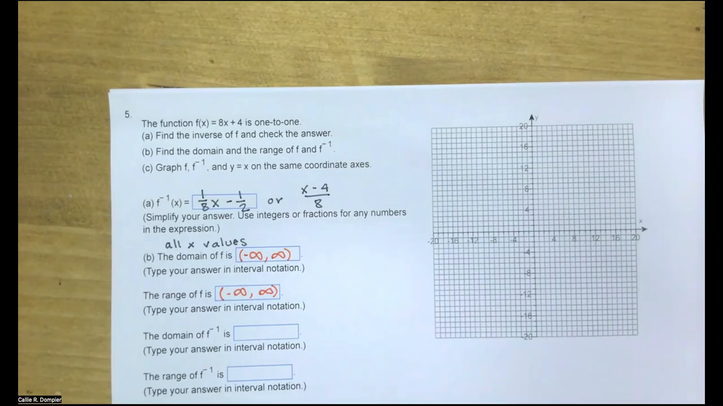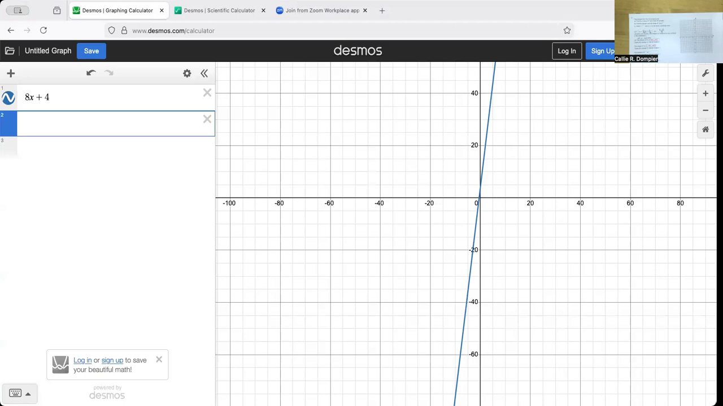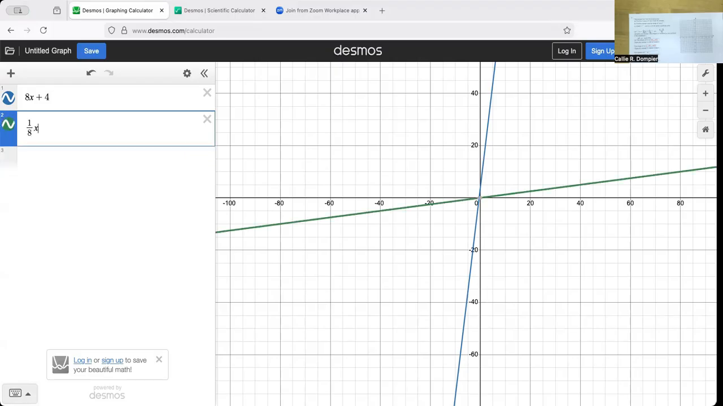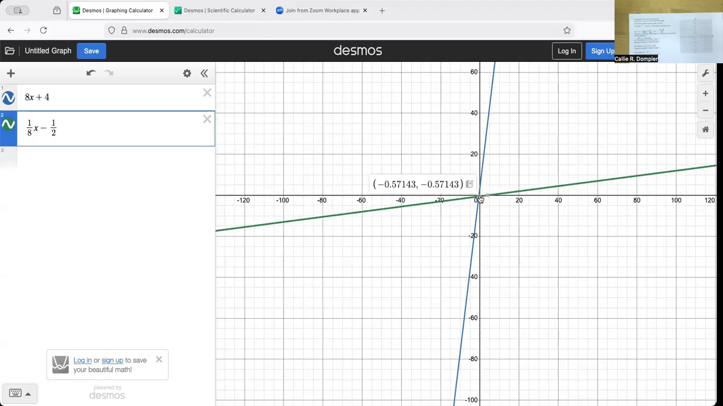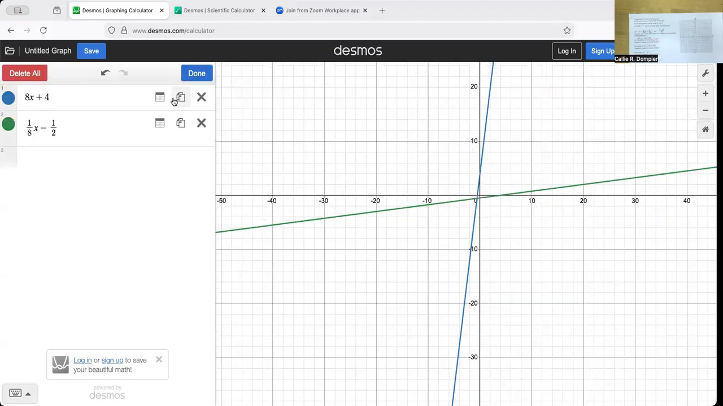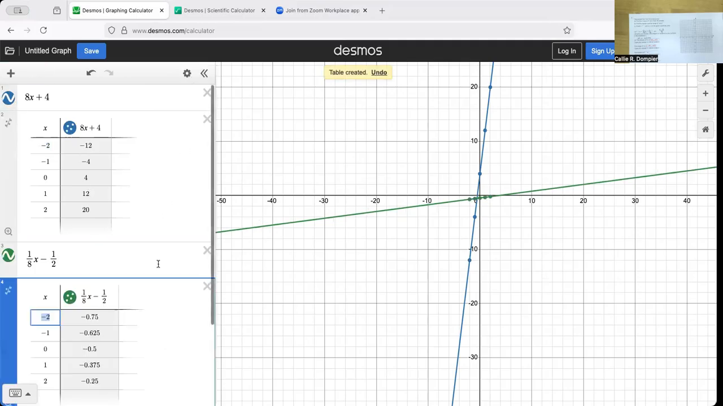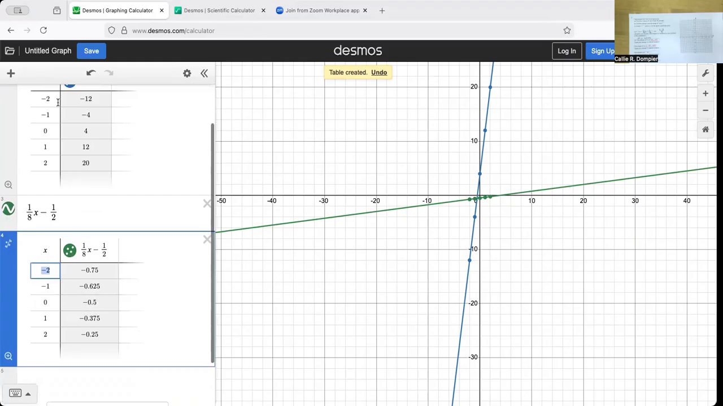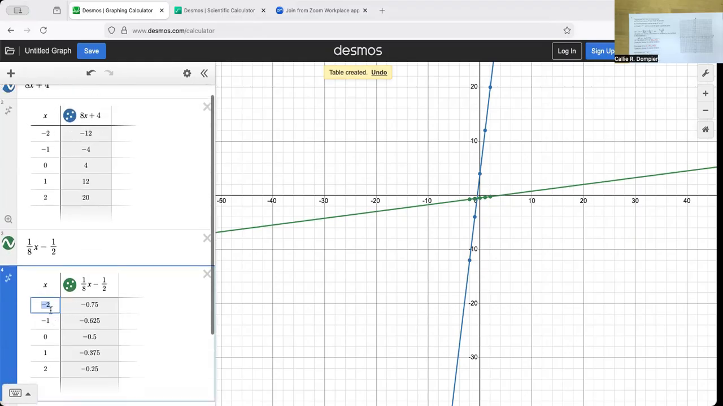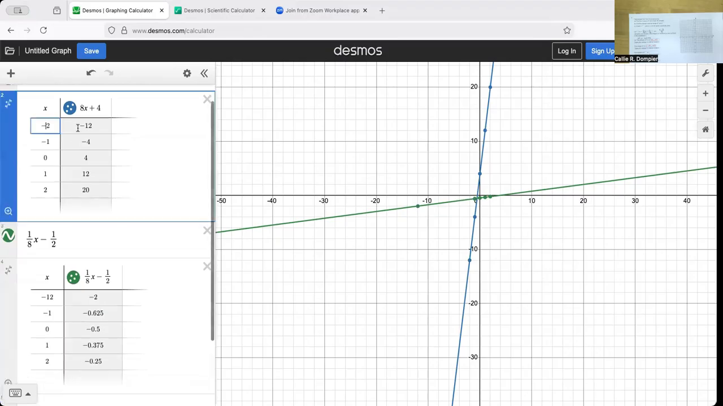You can also graph this if you just want to be sure. But we can say 1/8 x, don't put the x in the bottom, that's a different equation, minus 1/2. And remember, if I was turning this into a table, it's going to have the opposite, right? If I put -12 in here, it will have -2. You see how they are opposites?